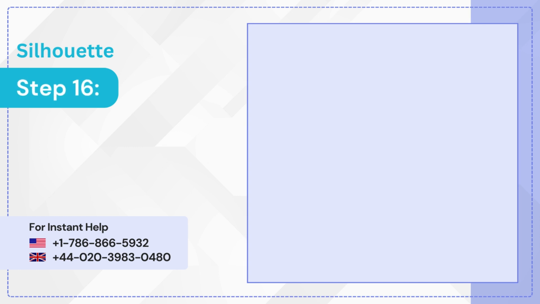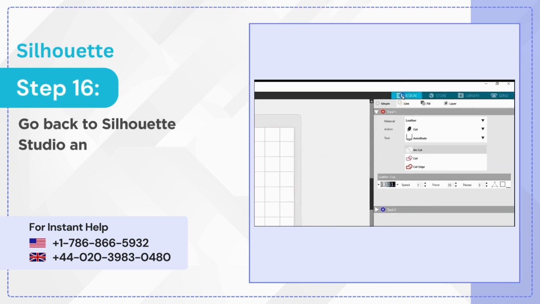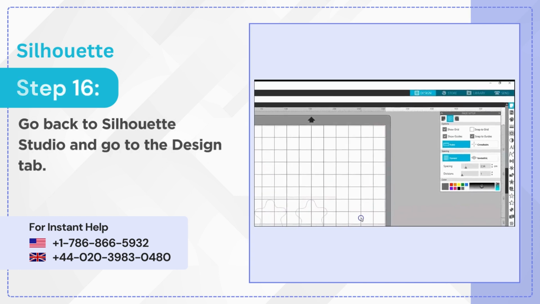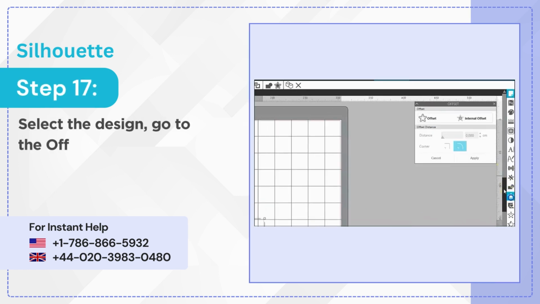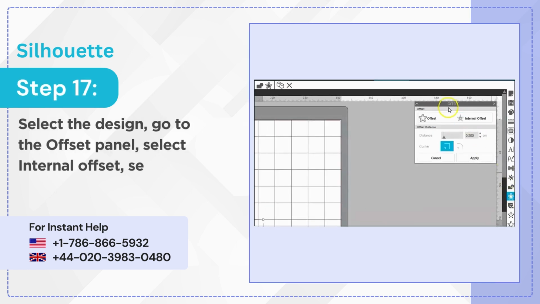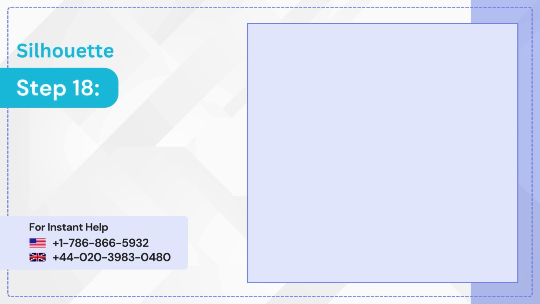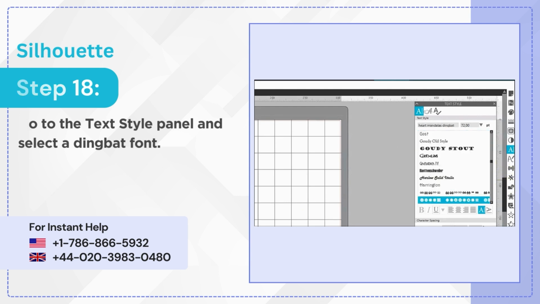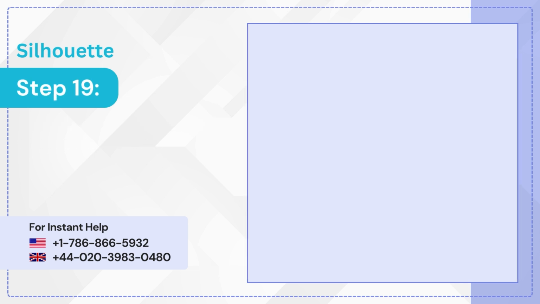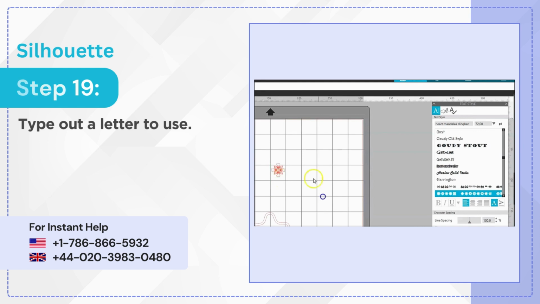Step 16. Go back to Silhouette Studio and go to the Design tab. Step 17. Select the design, go to the Offset panel, select Internal Offset, set a distance and click Apply. Step 18. Go to the Text Style panel and select a dingbat font. Step 19. Type out a letter to use.